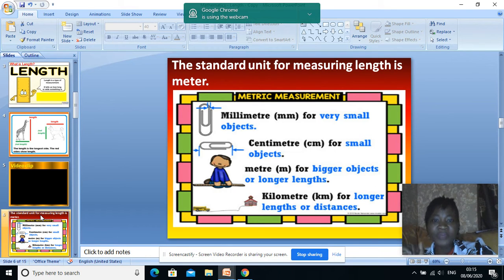So, metric measurement, we also have millimeter for small objects. We have centimeter for small objects too. We have meter, we have kilometer. Okay. Now let's go on.